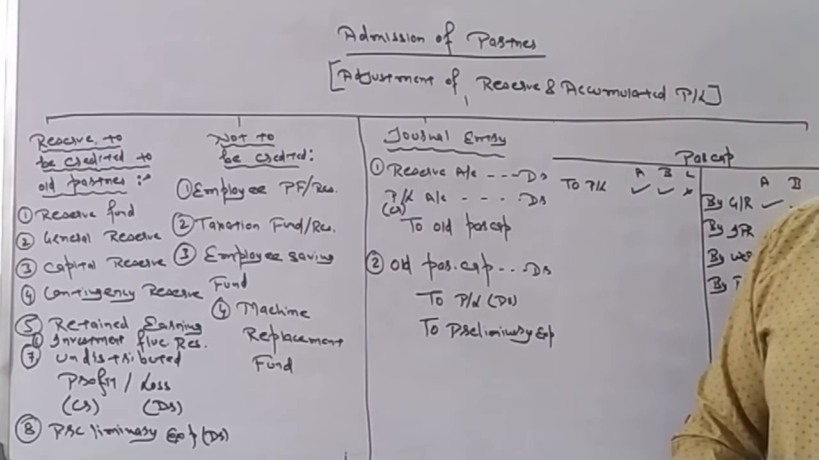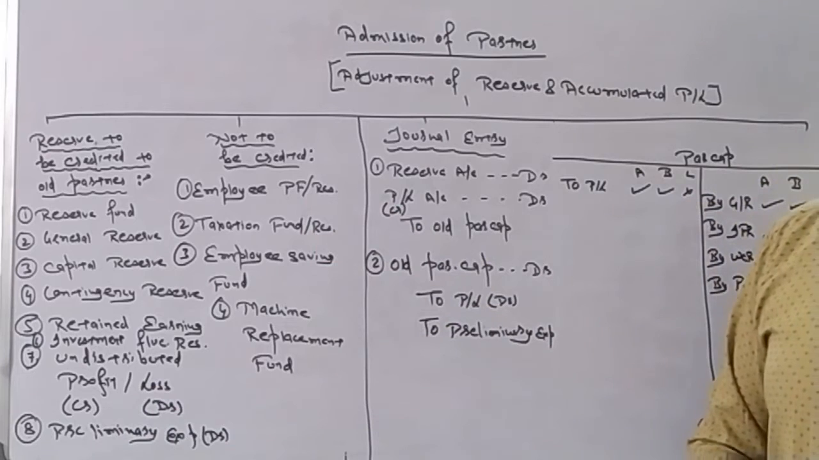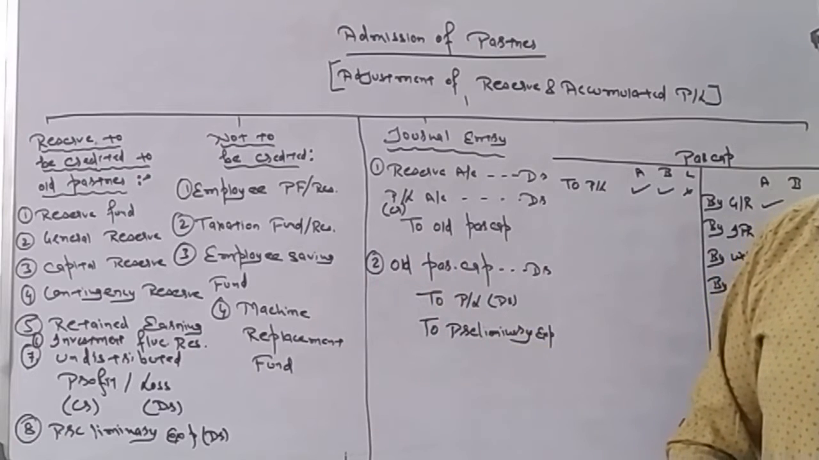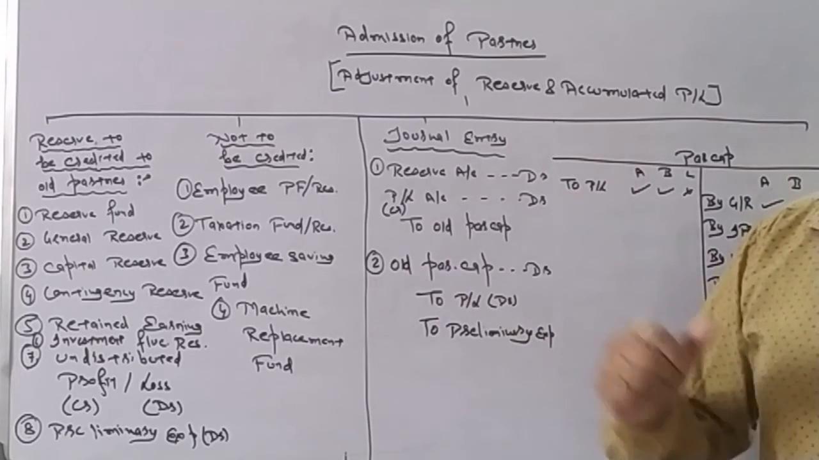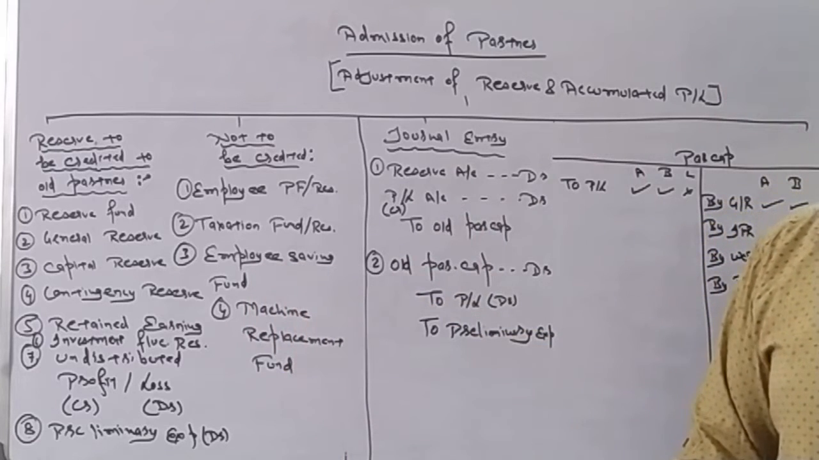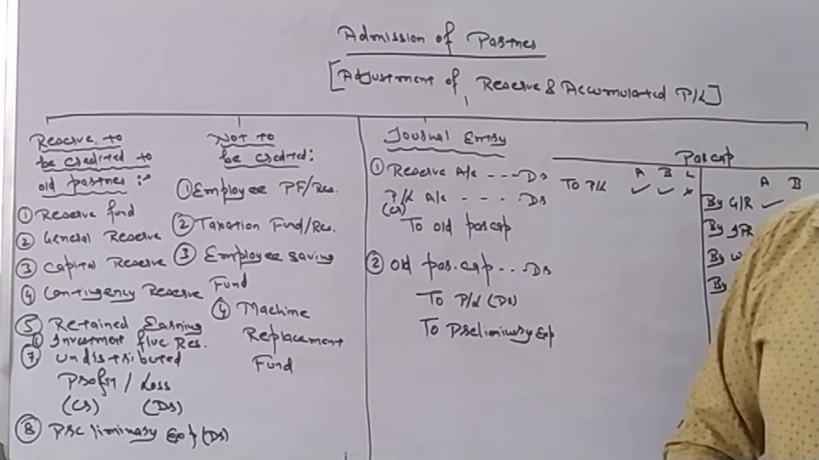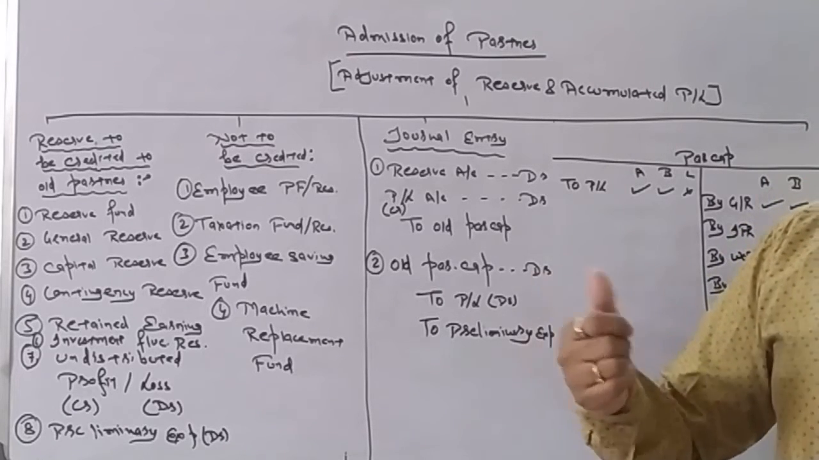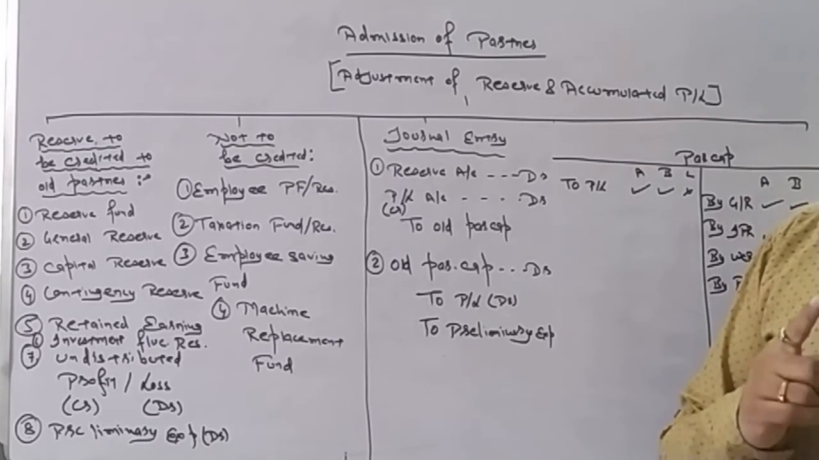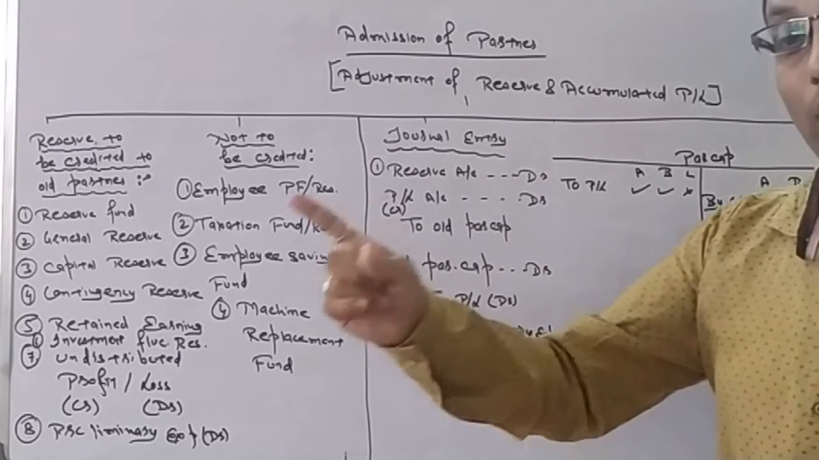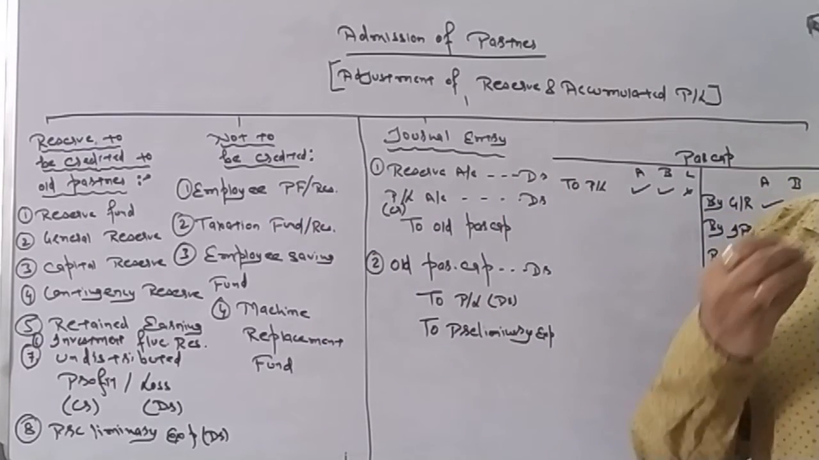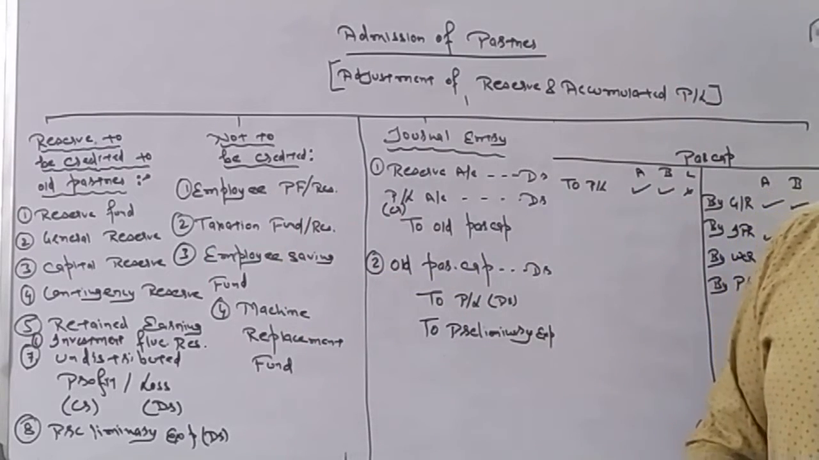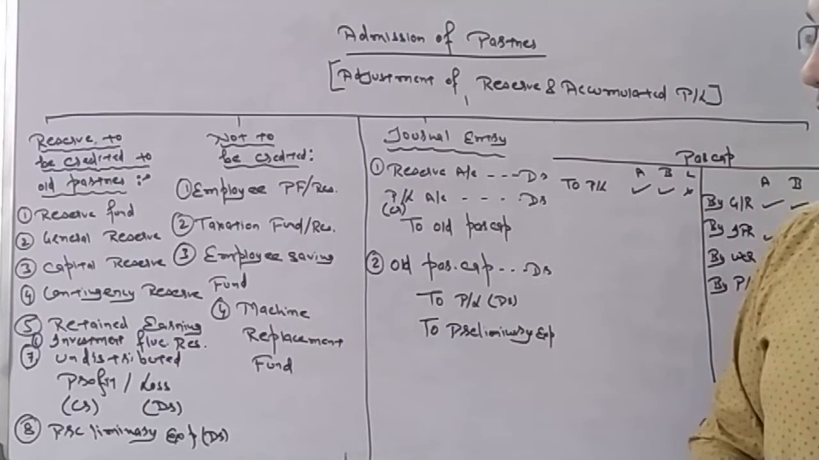Taxation fund. If we have kept a certain reserve to pay future tax, we cannot distribute that among ourselves, we need to give it to government. Employee saving fund. We have deducted a certain amount from the salary of our employee in the name of saving, and we have said that we will give it to them at the time of retirement. We cannot distribute it among ourselves. हम लोग उसको खा के खत्म नहीं कर सकते, we have to give it to the employee at the time of retirement.